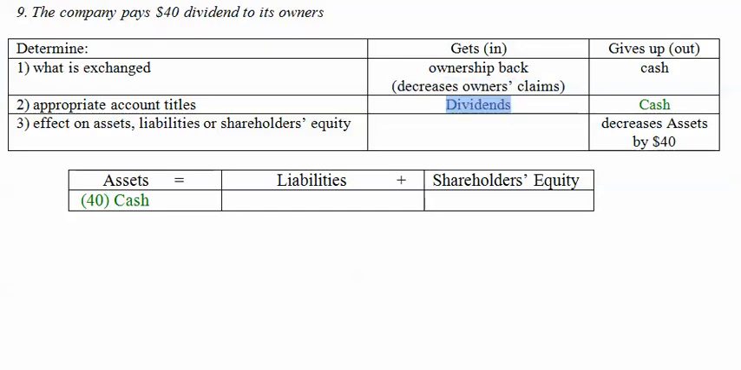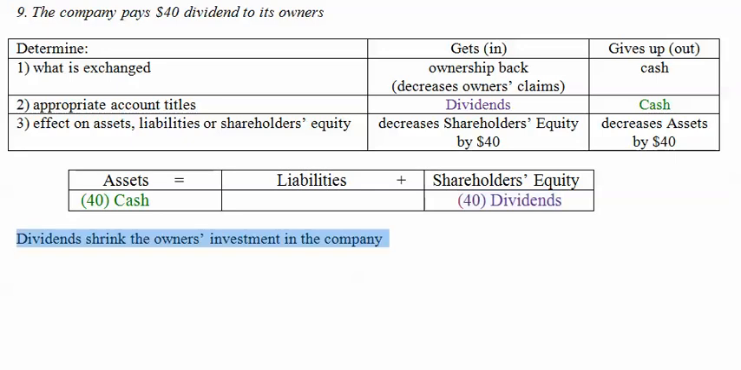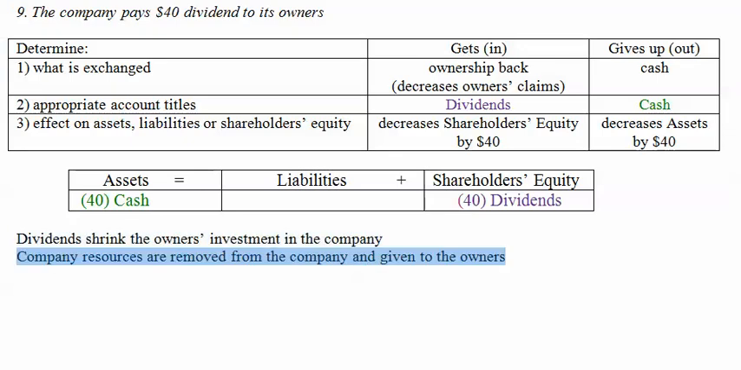The account title we use is dividends, and it's a shareholders' equity account, and like expenses, it decreases shareholders' equity. So we're going to decrease shareholders' equity for the amount of dividends. So dividends shrink the owner's investment in the company, because if the company retained those earnings instead of paying them to the owners, the company would have been larger. So now the resources, if you look at it this way, dividends shrink shareholders' equity because the company's giving up some of its resources, some of its assets, and giving it to the owners.